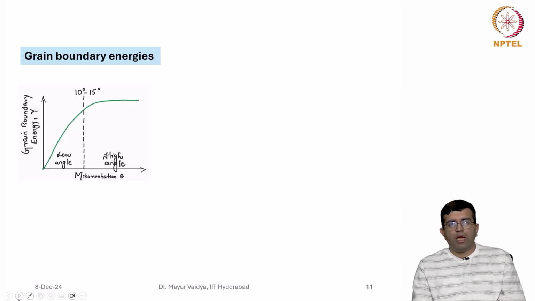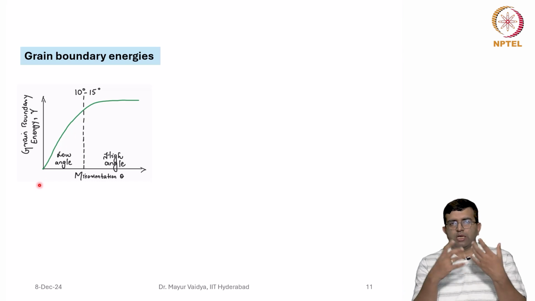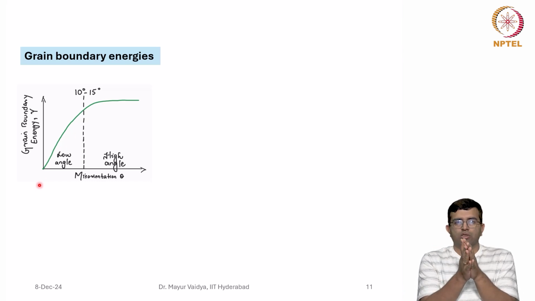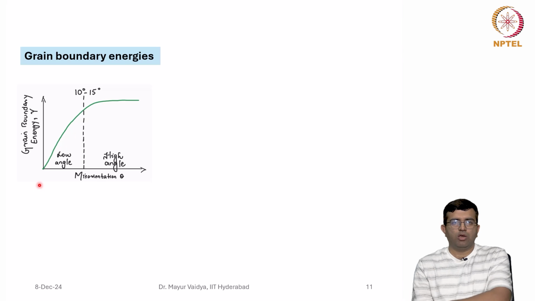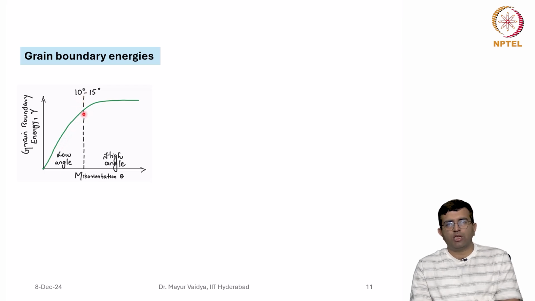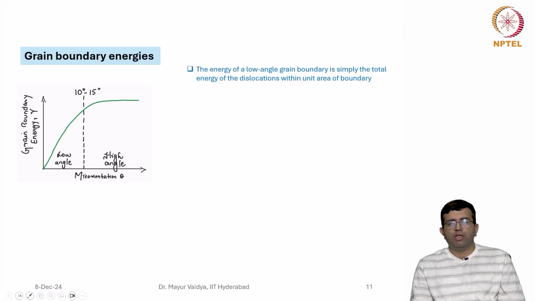Then the grain boundary energies. It is intuitive that the higher the misorientation angle, the higher the grain boundary energy. So you see here that at low angles, the grain boundary energy slowly increases till it reaches 10 to 15 degrees of misorientation angle, after which it tends to become saturated. Usually the energy of a low angle grain boundary is simply the total energy of the dislocations within the unit area of the boundary.